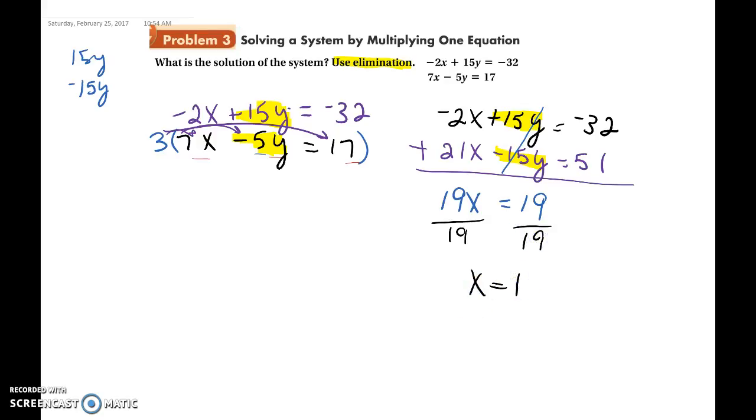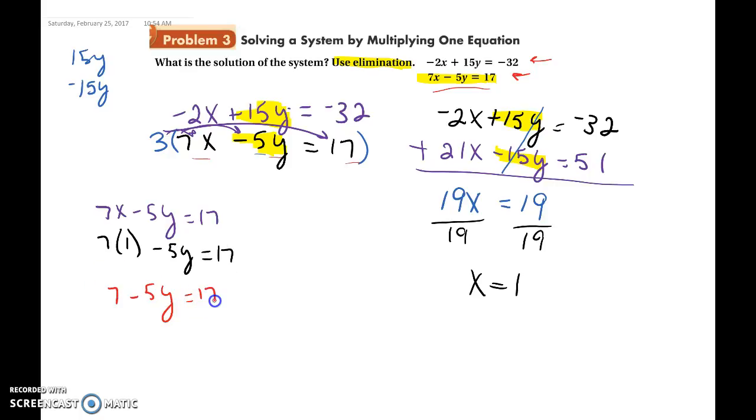Same thing, once we solve for one of our variables, we plug it into either one. Since this one's dealing with a smaller number of y, I'm just going to plug it into that one. So we're substituting in for x, because we have a smaller y for that one. So it'll be 7 times x minus 5y is equal to 17. So then we substitute 1 in for x, so 7 times 1 minus 5y is equal to 17. 7 minus 5y is equal to 17.